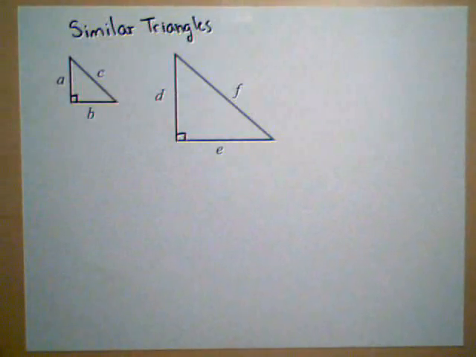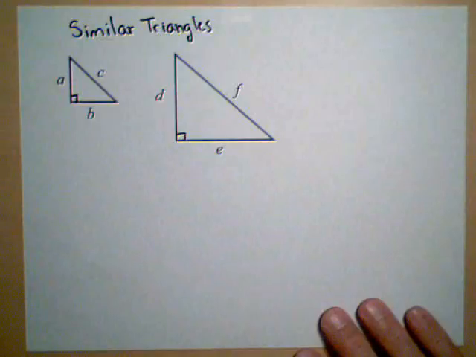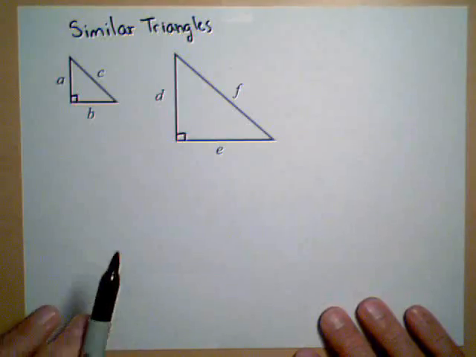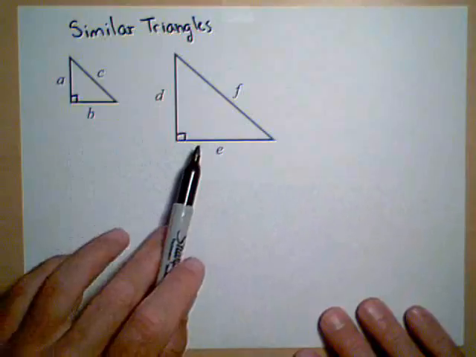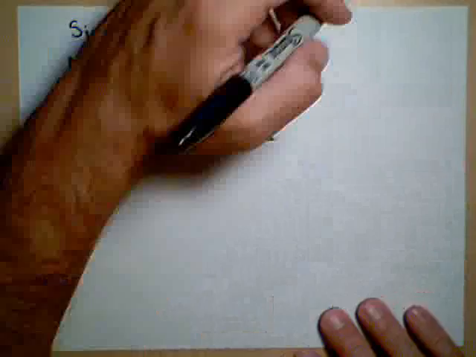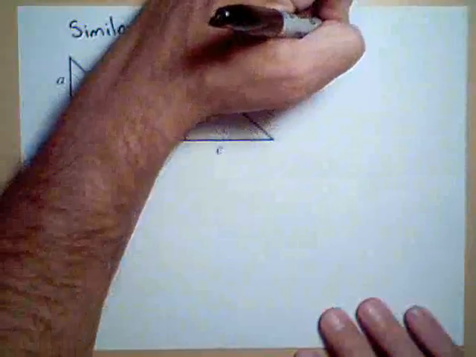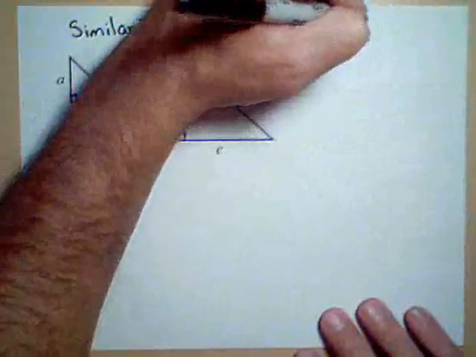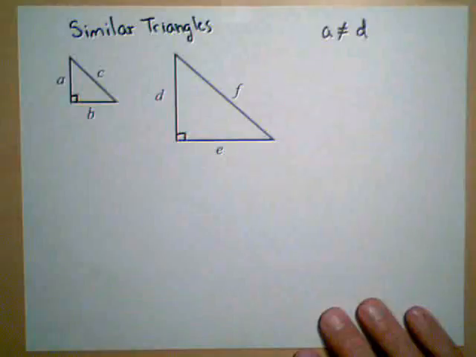In this video, we're going to discuss similar triangles. The nice thing about similar triangles is the ratio of their sides are congruent. What that means is if we have two similar triangles, they don't have to be the same size. So for instance, in these two triangles, side A does not equal side D. They are not the same size.